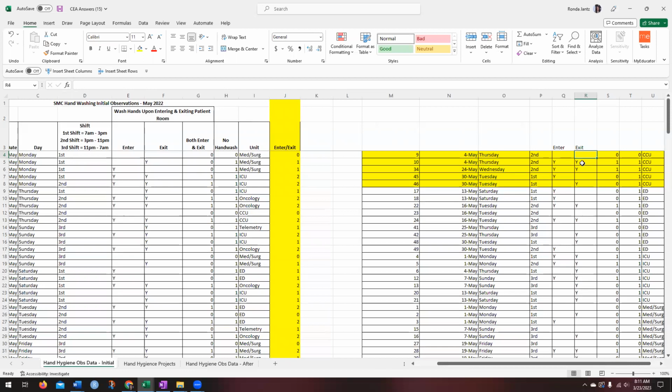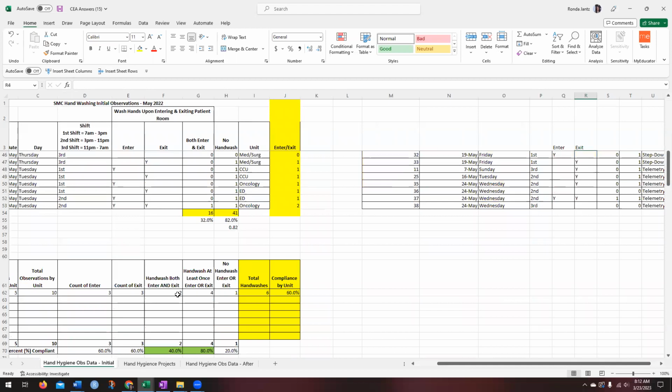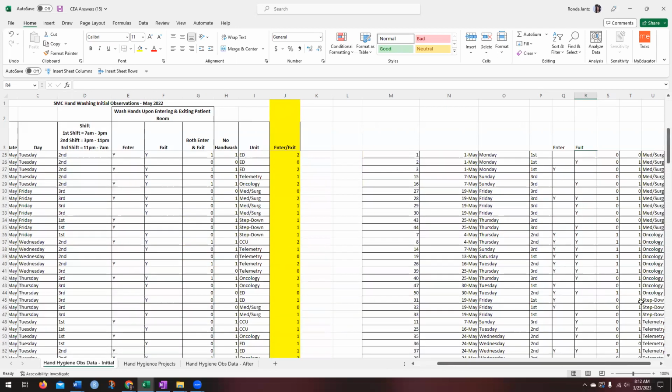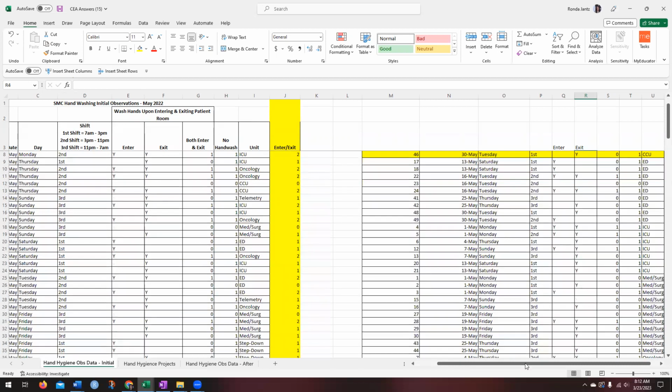So we had 1, 2. So we had 2 people that did it both times. And so we would write 2. Hand wash at least once. And so hand wash at least once, it looks like 1, 2, 3, 4 hand washed at least one time. And you can see you could just total them there as well.